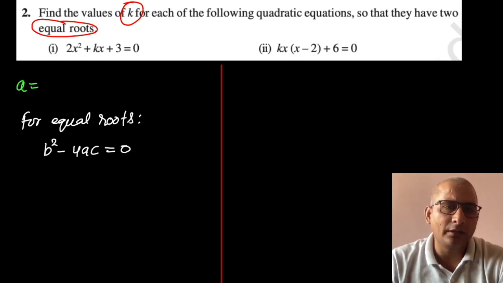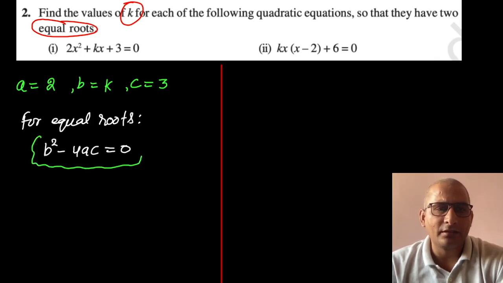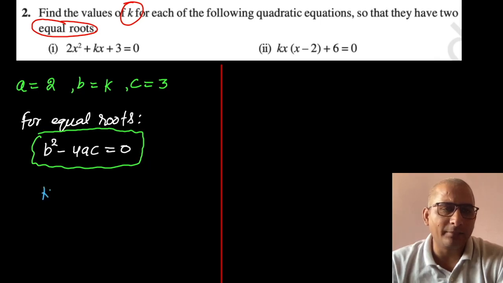Now we need to find out the value of a, b and c here. What is a? Anyone? 2. What is b? K. What is c? 3. Yes. Now a is 2, b is k, c is 3. For equal roots, this is the condition. Now let us put all the values here in this. इसमें values put करेंगे. b की जगह पे k रख दिया मैंने -4, a की जगह पे 2 and c की जगह पे 3 is equal to 0.